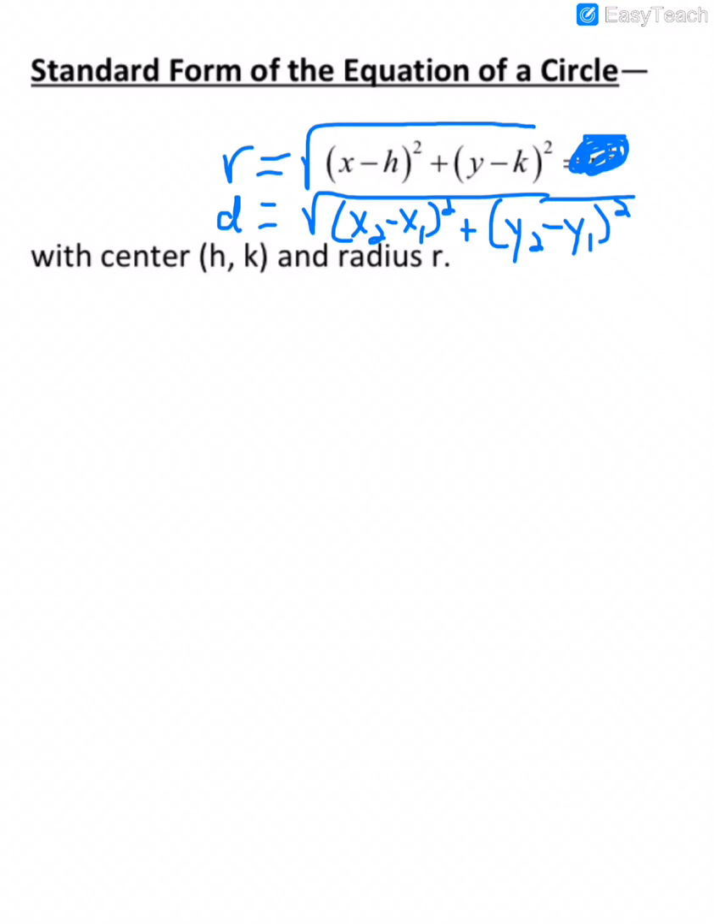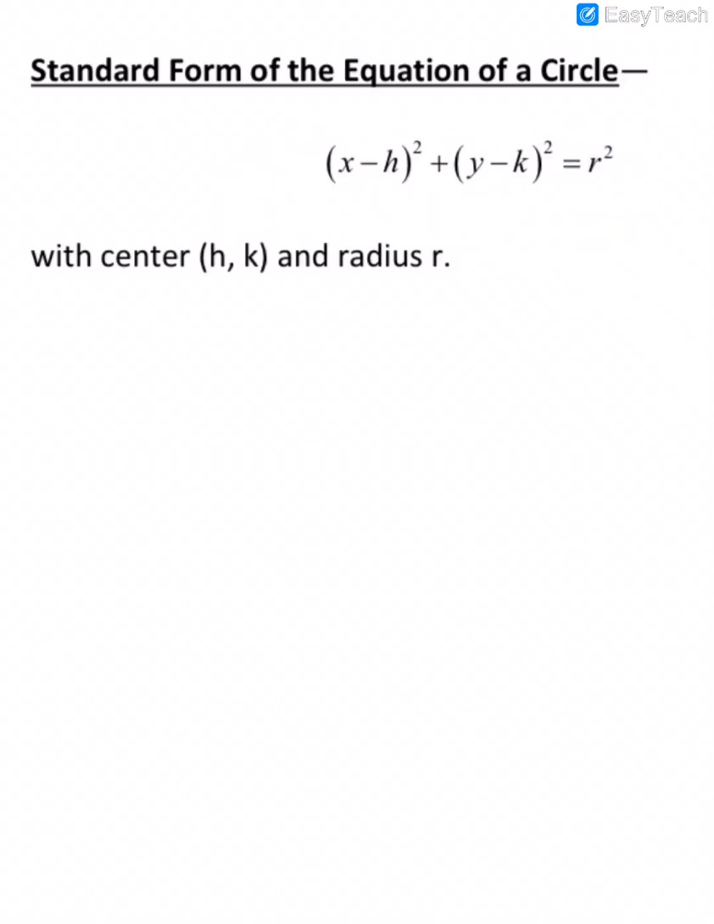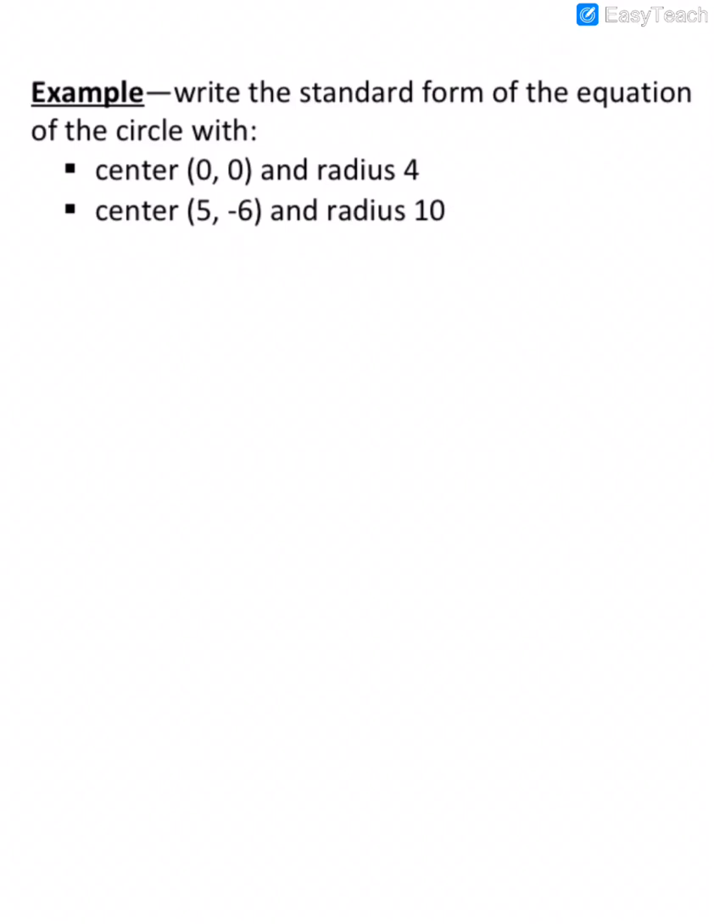Now, whenever we are using this standard form of the equation of a circle, let me erase all this writing. Notice that the h and the k are negative in the equation. That's going to be important in just a minute when we start trying to pull things out of the equation. But first, let's write the equation given some information.